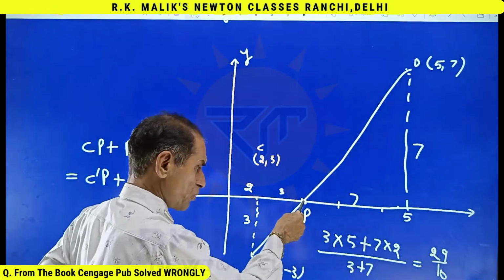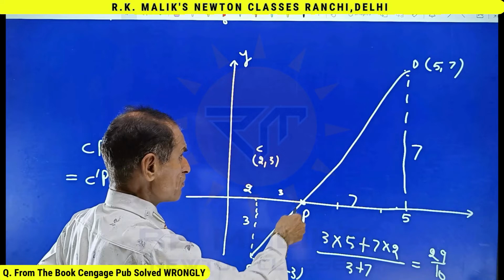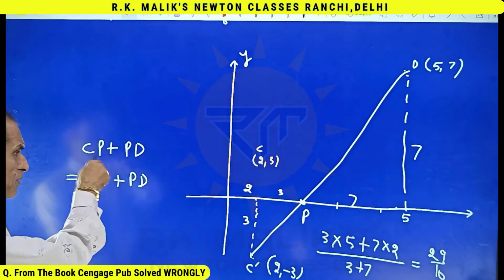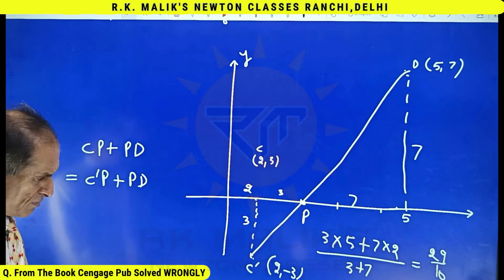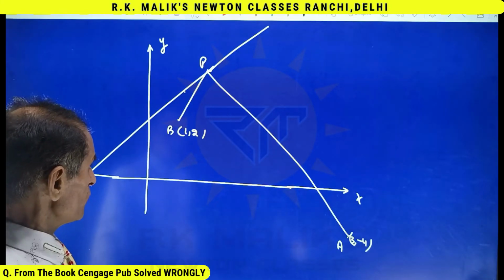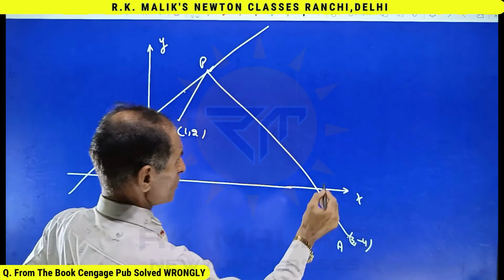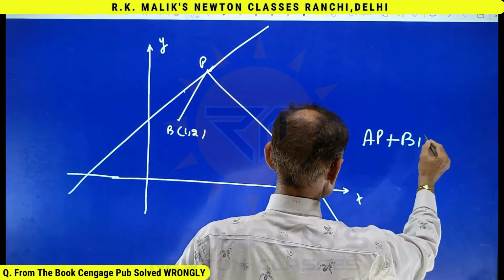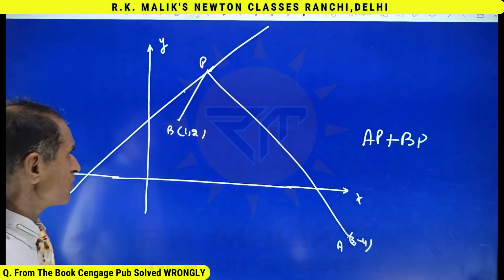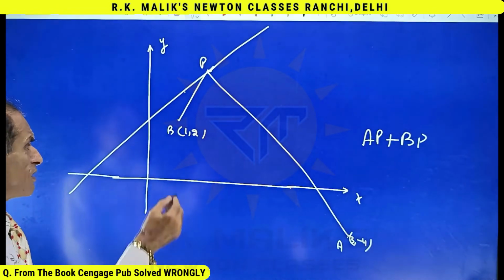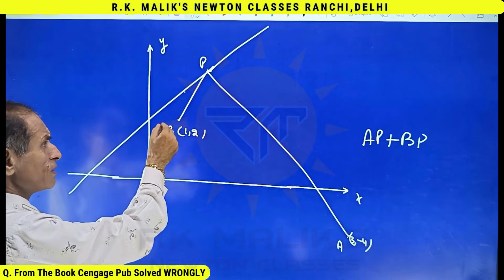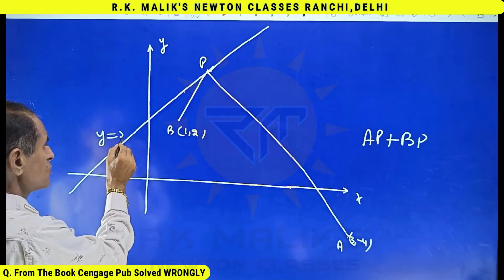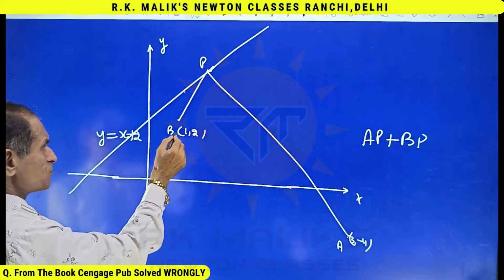Therefore, for this point P, C dash P plus PD will be minimum. That is, CP plus PD will be minimum. As I told you just now, to find the least value of AP plus BP, first we find the image of the point B in the line y equal to x plus 2.